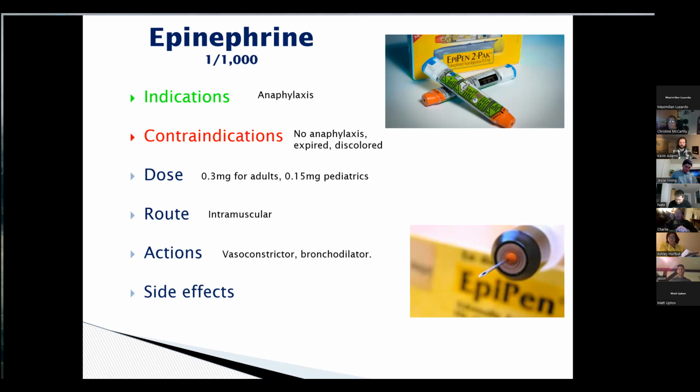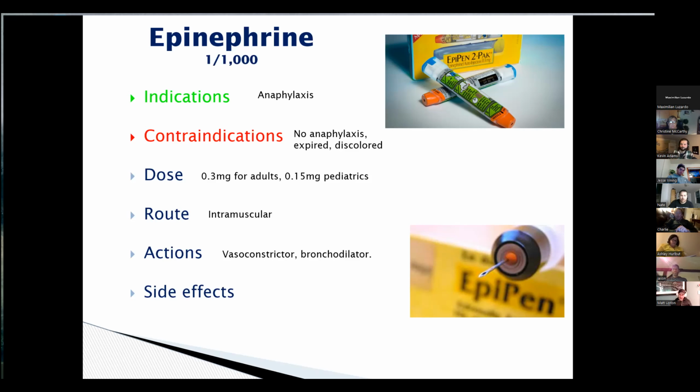Its actions, there are actually two that we're concerned with. It is a vasoconstrictor. So it actually has an opposite response to nitro, which dilates the vessels. This constricts them. And it is a bronchodilator. So it opens up the bronchioles in the lungs. So if someone could wager a guess, which of these two actions are we most concerned with when we're giving somebody epinephrine for anaphylaxis? Which one do we care about the most?